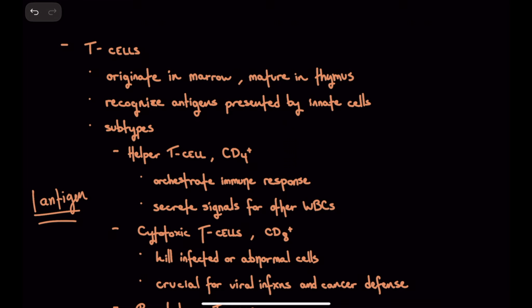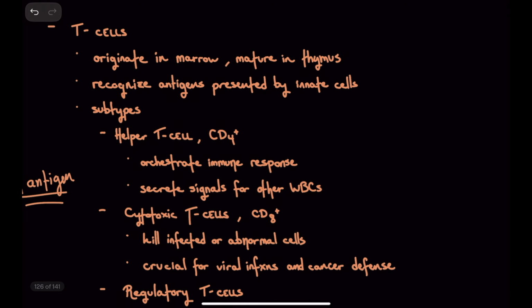We talk a lot about these in Unit 3. Unit 3 is the big T cell unit, but I definitely want you guys to understand them and set the foundation now. So they originate in the marrow, and then they mature in the thymus. Now I mentioned the thymus day one. It's that organ kind of in front of your trachea and your heart that starts to involute by puberty. Involution just means it kind of goes away and starts getting replaced with fatty tissue. We recognize antigens presented by those innate cells, just like those B cells.